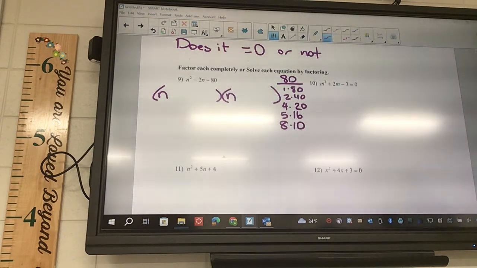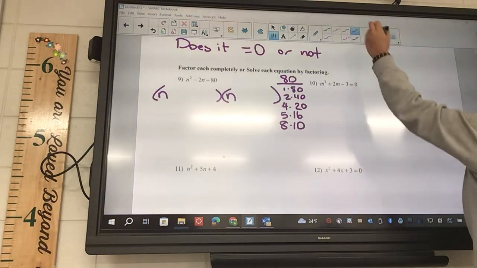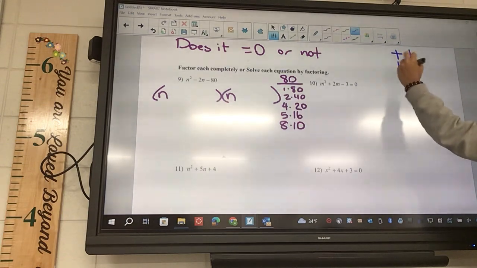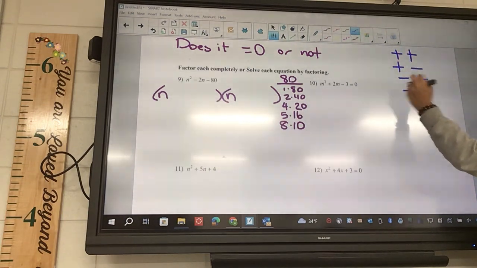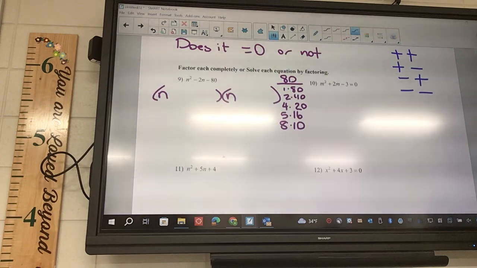And then also, I would write yourself up here, if you need the chart, these are your options. Plus, plus, plus, minus, minus, plus, minus, minus. Okay, if you need the chart.